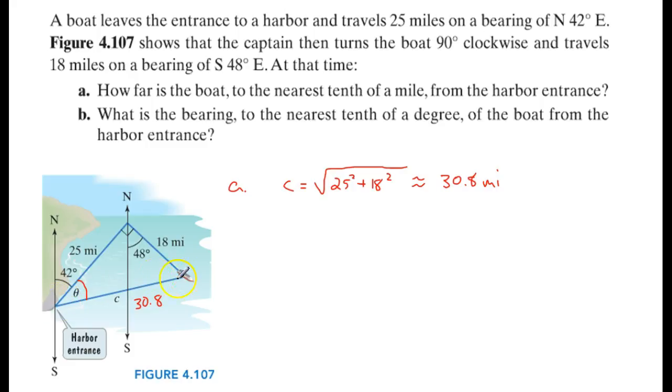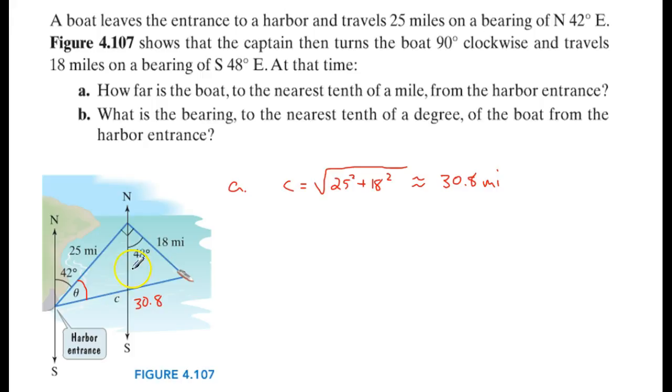This is 25. This is 30.8. This is 18. But this is the angle. So in this triangle, this is opposite the angle. This is adjacent to the angle. This is the hypotenuse. So it really doesn't matter which one we pick, because we know all three sides now.